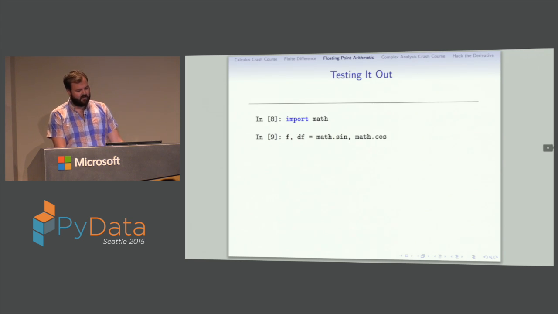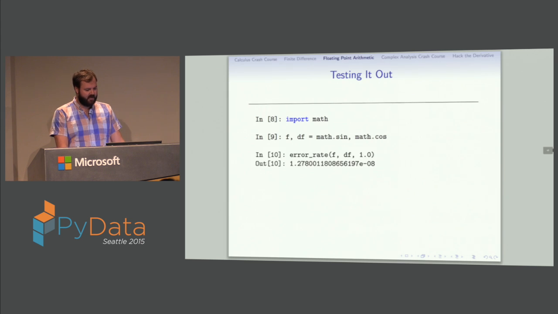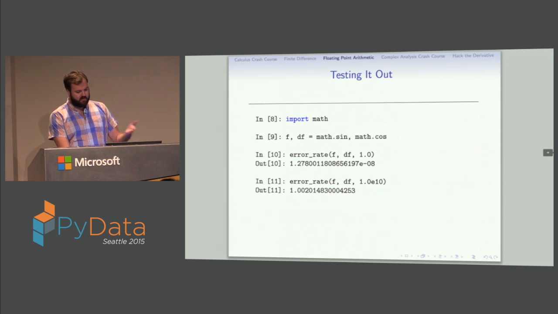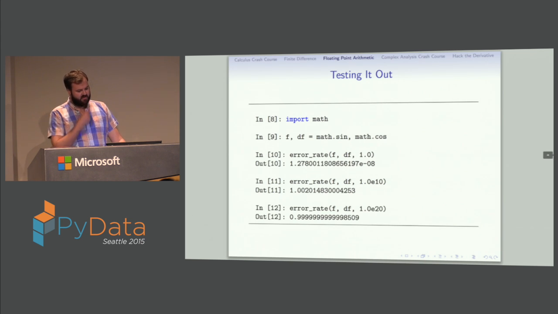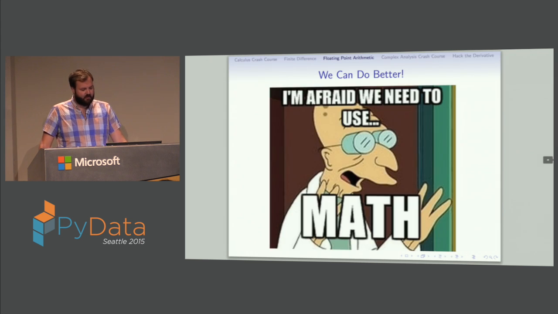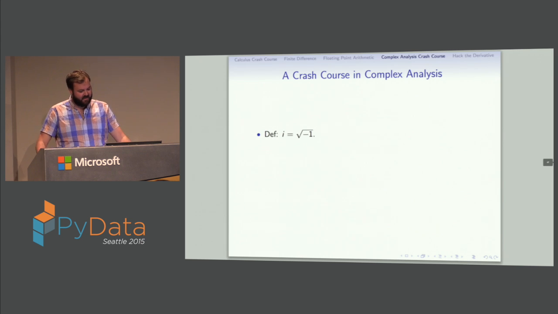So what happens if we look at sine and cosine? We know that cosine is the derivative of sine, if you remember back from Calc 1. And so at 1, we get a pretty reasonable error rate, but at 1 with 10 zeros, 1 with 20 zeros, there's a pretty bad error rate. This is about as bad as it gets for sine and cosine. So that's not good, and we can do better. But we're going to have to use some math. This is where it gets fun.